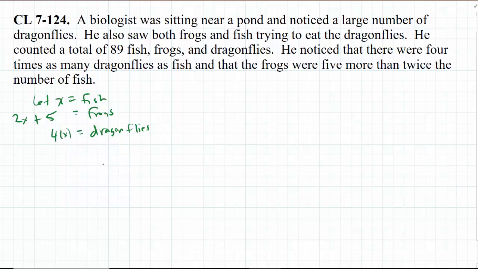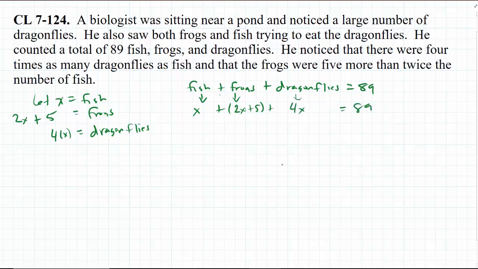And then the total number, so the fish plus the frogs plus the dragonflies is going to be a total of 89. Which means the fish is just x, plus the frogs are going to be the 2x plus 5, plus the dragonflies is going to be 4x, and that's still equal to 89. So really we just have to solve this equation now, solve for x.